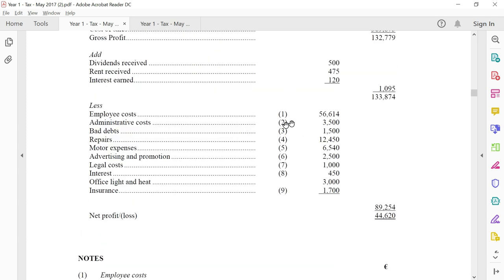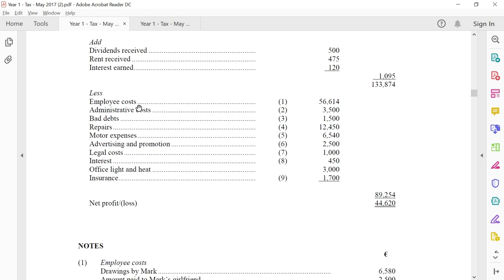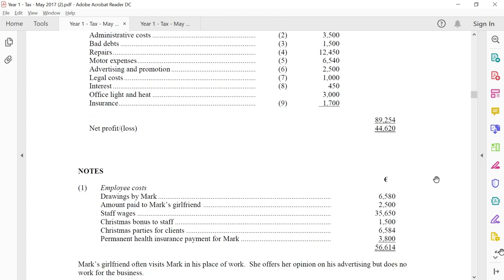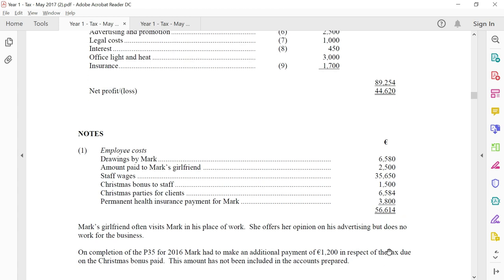So my first item is going to be employees cost. It's going to be 56 grand. I see the makeup of it in note 1, 56,000. What we need to do is go through each item on a line by line basis and ascertain should it be added back or should it not.